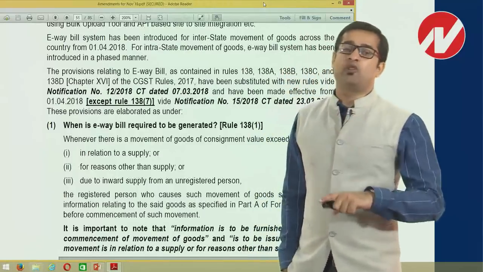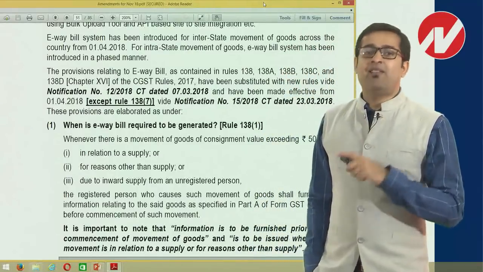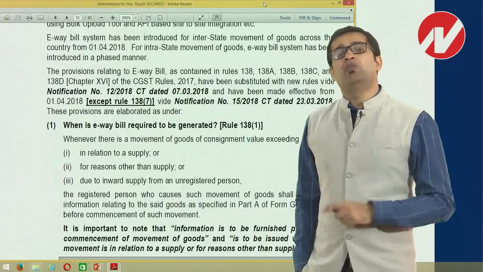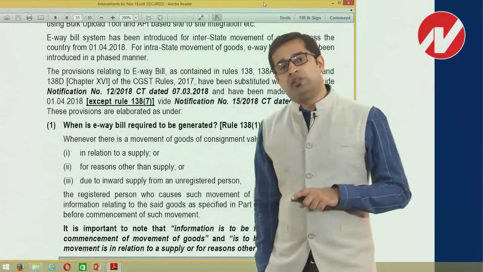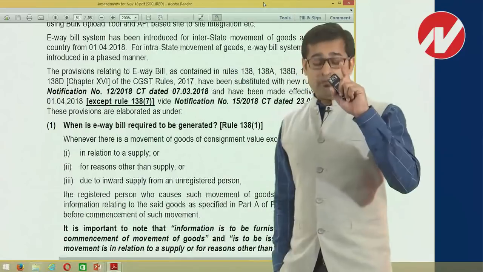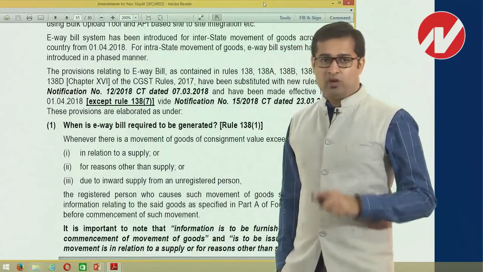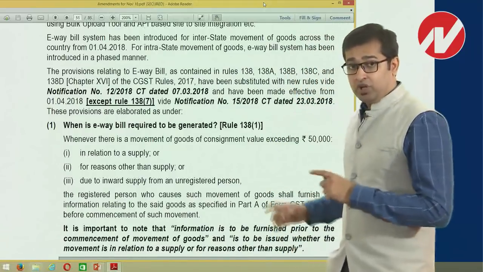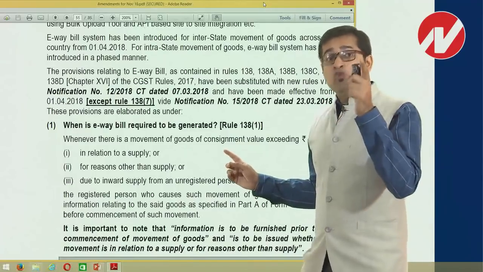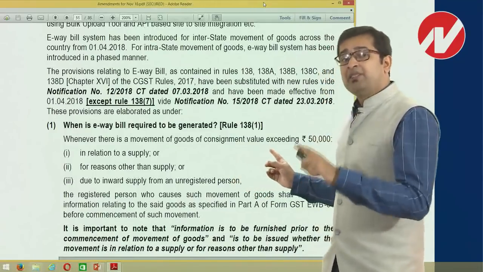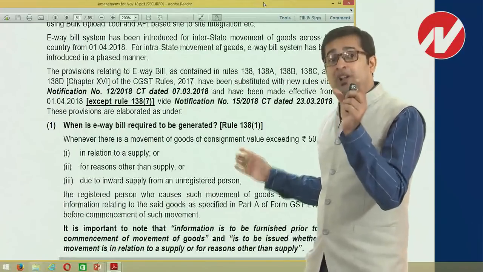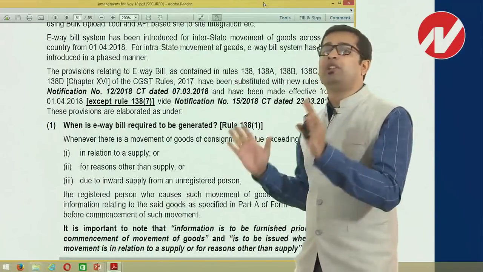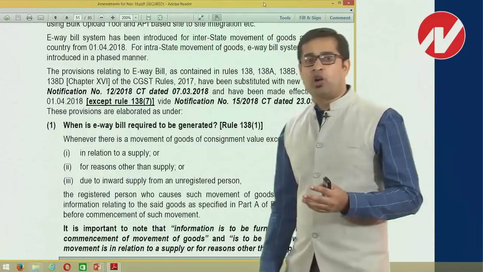If it is above 50,000 in amount, then even if the service value is 5,000 but the job work goods value is above 50,000, then you have to generate an e-way bill. Because they say movement of goods of a consignment value, that is, the value of the goods in the consignment should be more than 50,000.